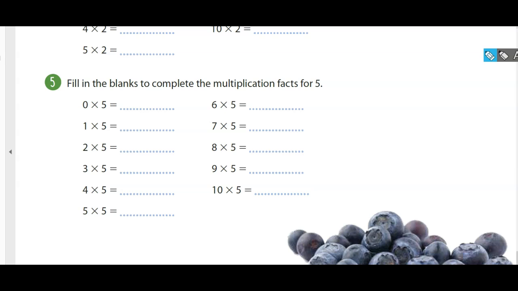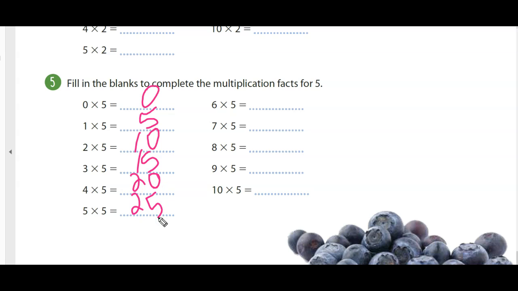Again, any number multiplied by 0 is 0, so 0 times 5? 0. Now 1 times 5. 2 times 5. 10. Oh, there's a pattern to it. Look. So 0, 5, 10. What's next? 15. Then 20. Then 25. 5 times 5 is 25.